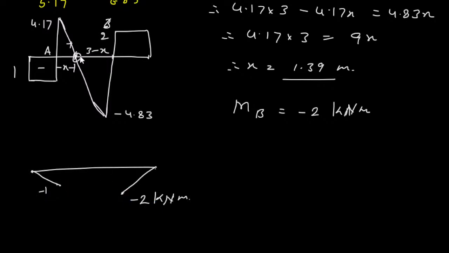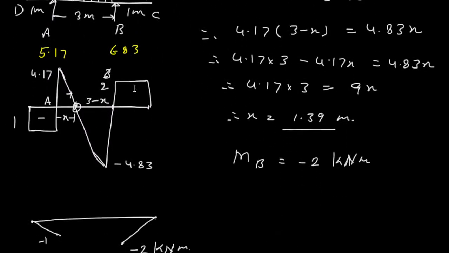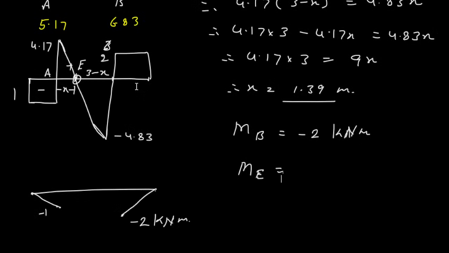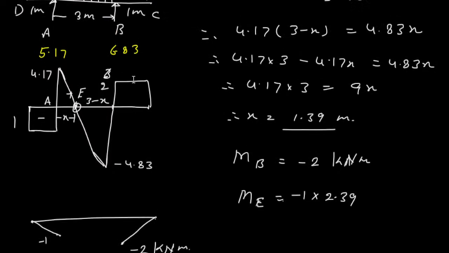Okay, then at a distance x, we say that we have maximum bending moment. We have marked A, B, C, D. Let us mark this point as E. So moment at E, and if I see left, there will be minus 1 into, now the value of x is 1.39. So 1.39 plus 1 is 2.39. Why am I taking 2.39? Because from E, the distance of this downward load is 2.39.